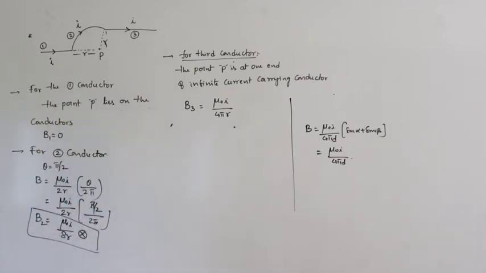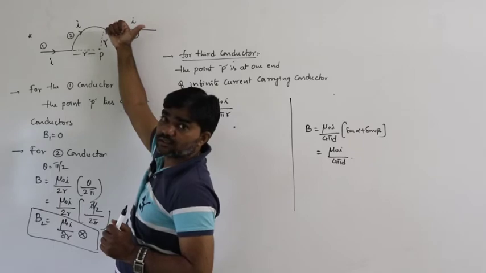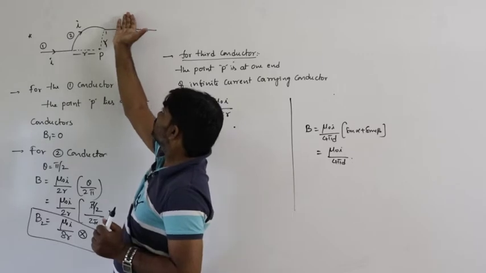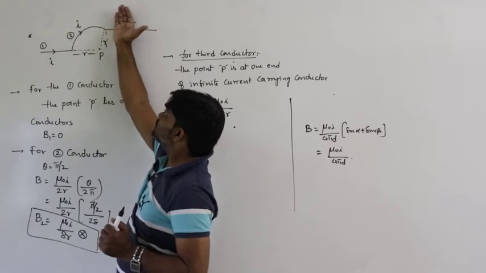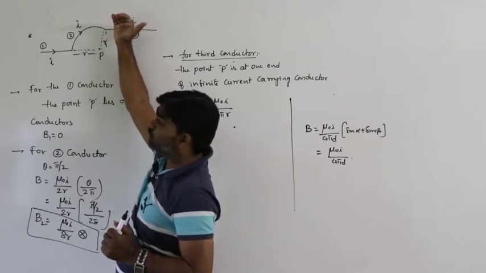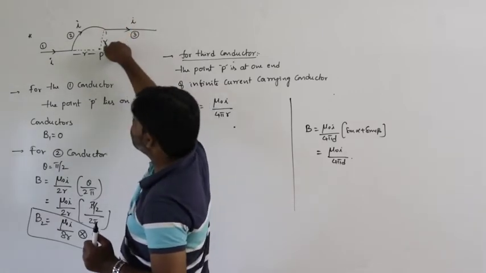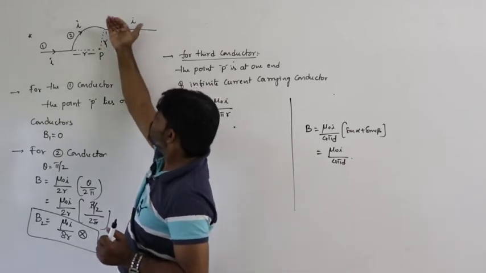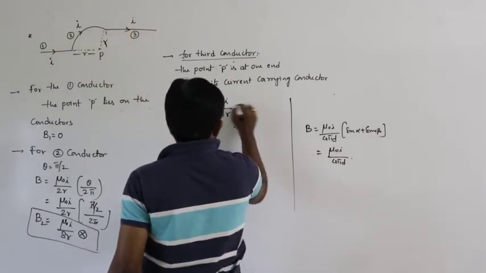What is the direction? Here the direction is also very important. This is the current carrying conductor, so the thumb indicates the straight current carrying conductor, and the curling of the fingers indicates the magnetic field. Above this conductor, the direction of the curling of the fingers is outwards, and below the conductor it is inwards. But the point P lies below the conductor. That's why the direction of the magnetic field is inwards. So this is also inwards.